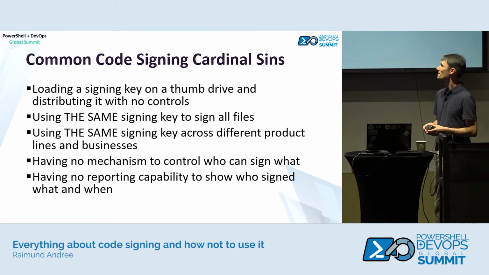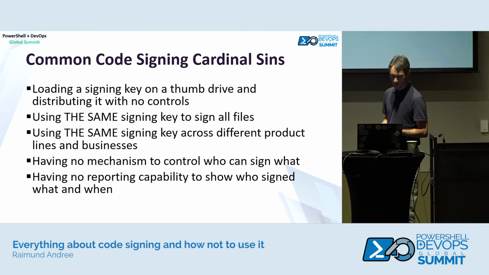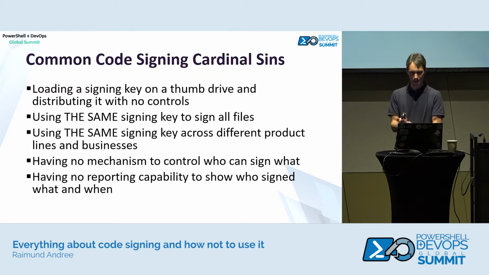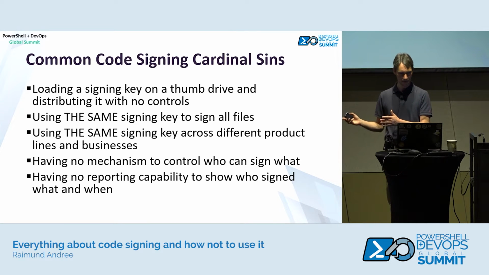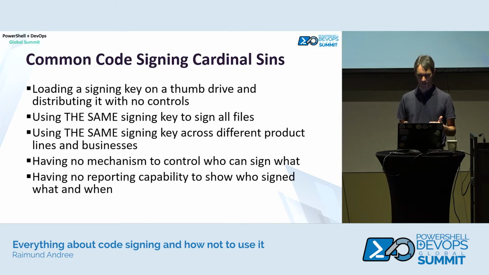Common code signing sins, pretty much the same thing, right? So loading a signing key on a thumb drive and distributing it with no control. It's all about control of your assets, right? Unfortunately, this happens pretty often, signing keys on a thumb drive. Using the same signing key to sign all files. And what we mean here is, rather than say in the next sentence, using the same signing key across different product lines and businesses. So if you have different pieces of software, different levels of criticality, different user groups that you target, different businesses with different severity, then use different code signing certificates, right?